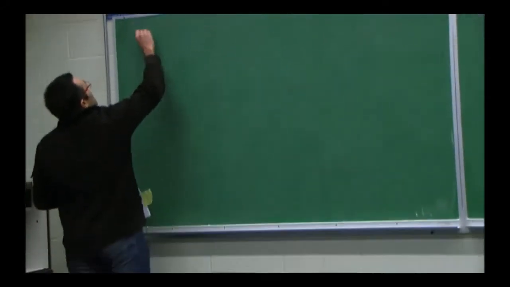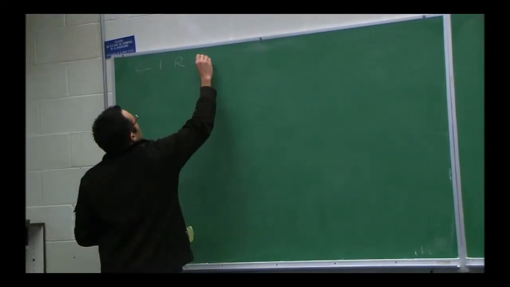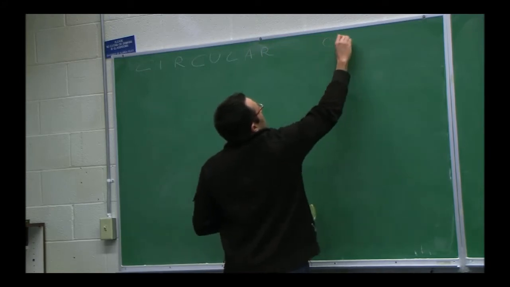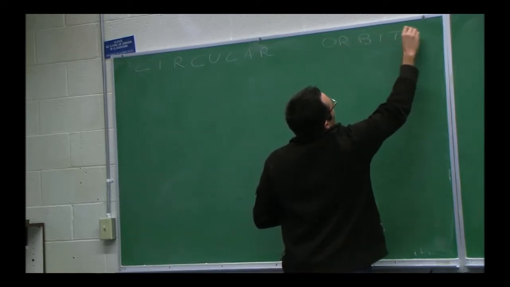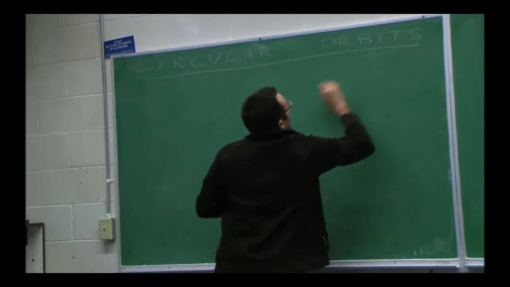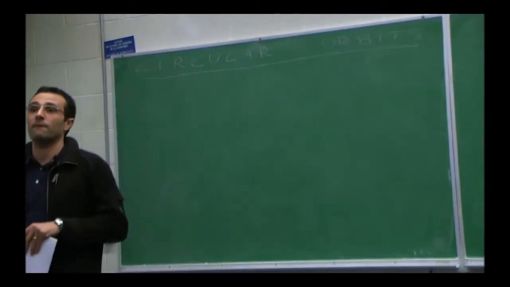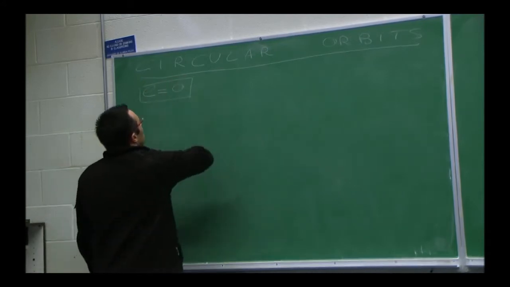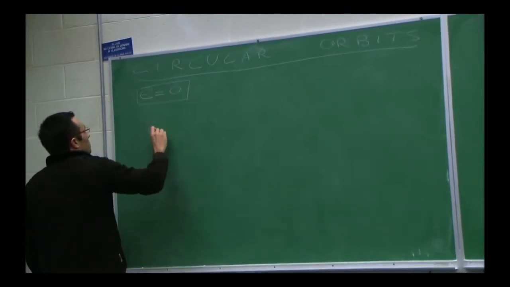Hello everyone. So let's start talking about the shapes of these orbits that we can obtain. I think it's about time to prove that they look the way I tell you they look. Circular orbits. I'm going to claim that this is what you need to get a circular orbit, e equals 0, and that's a pretty easy claim to prove.